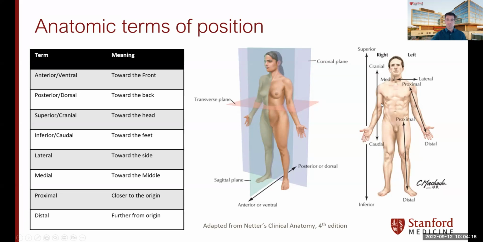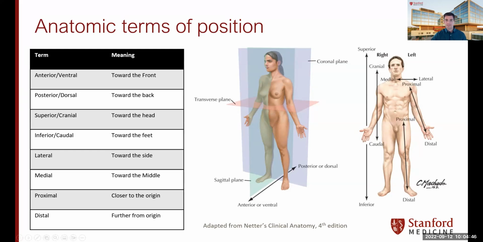Proximal is closer to center. And then distal is further away from the origin. Proximal and distal and lateral and medial are relative terms. It doesn't always necessarily mean the body center, but you can talk about different things. For instance, the ankle is distal to the knee, right? But the knee is actually distal to the hip. So they're all relative to different parts of your body.